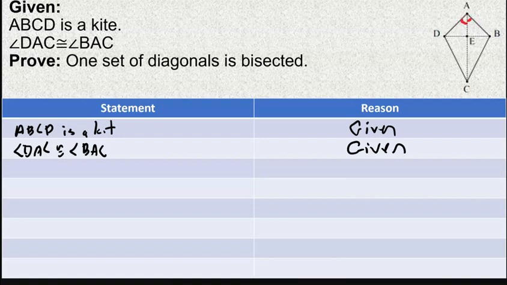I marked off the angles in the given, then I know that DA and AB are congruent because that is the definition of a kite. You can also have supported this statement by saying definition of kite ABCD. Either way would have been fine. AE is a reflexive side, so I'm going to use that.